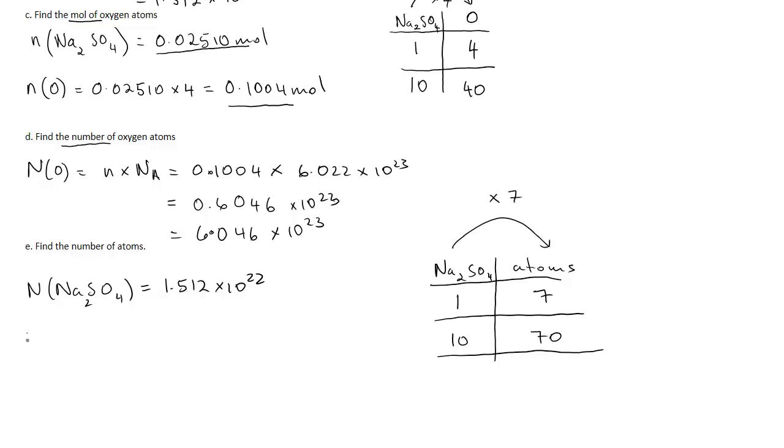Okay, so if you want to find the number of atoms, you take that number, you can times it by 7. So you could times the mole of sodium sulfate by 7, and then you would have the mole of atoms, and then you can times the atoms by Avogadro constant, or you can just times the number of molecules straight away.